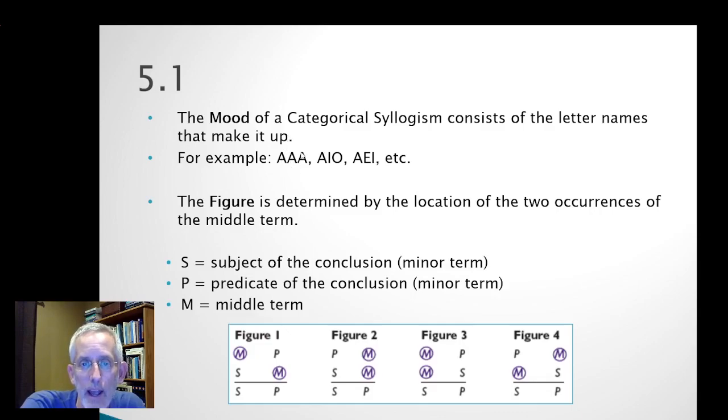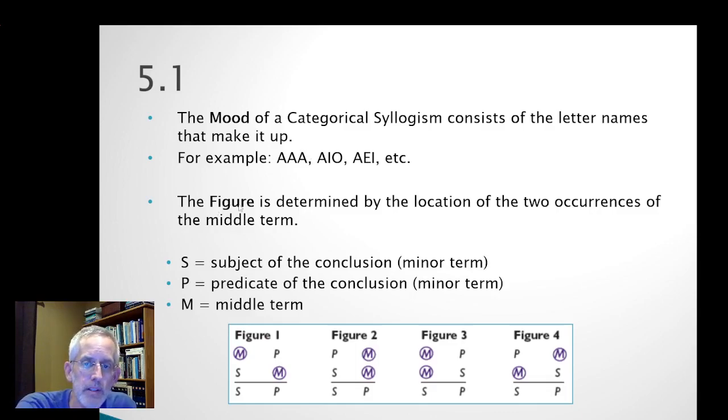So an AAA categorical syllogism would just be a categorical syllogism that's constructed with all A form categorical propositions, meaning all S's are P's type propositions. AIO would be a categorical syllogism that has an A form categorical proposition in the first premise, an I form categorical proposition in the second, and an O form for the conclusion, and so forth. So mood is just this symbolic way of showing the structure of the categorical syllogism itself.